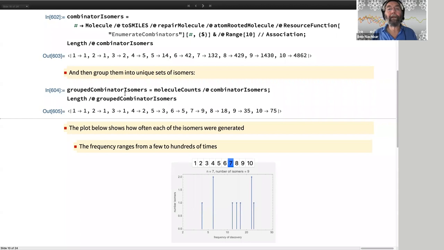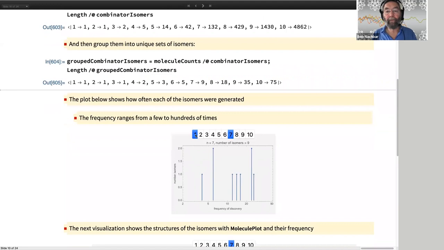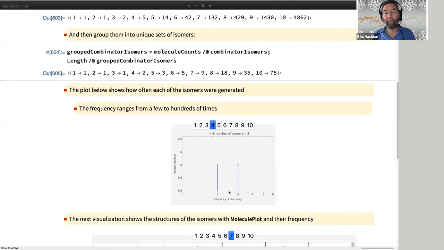We have them arranged by size in this association here, from one carbon up to 10 carbons. And we can see how often they occur. With one carbon, there's just one choice. With two and three, there's also one choice. But when we get to four, there are two possible types of molecules that can be generated. And each one is generated once.